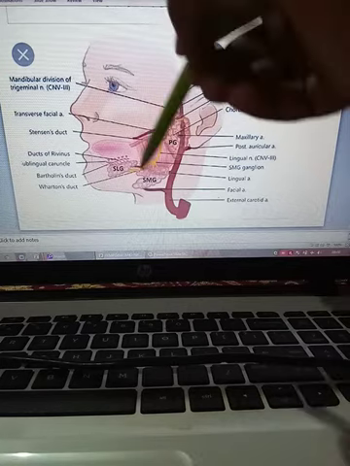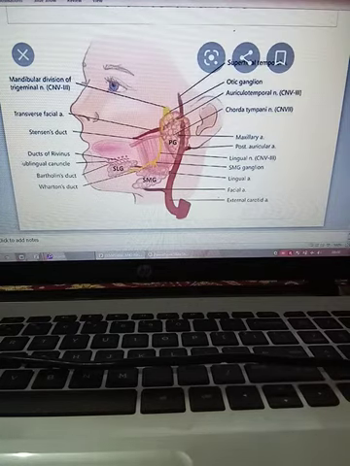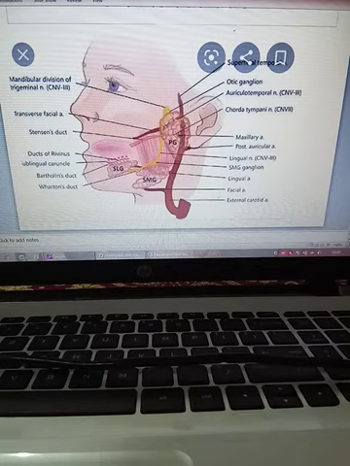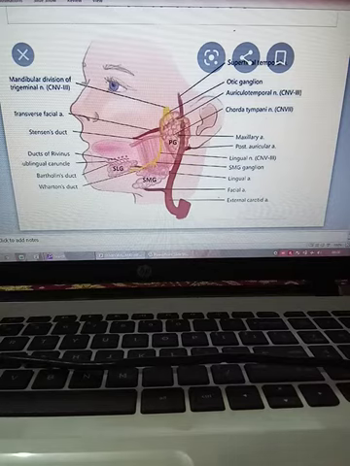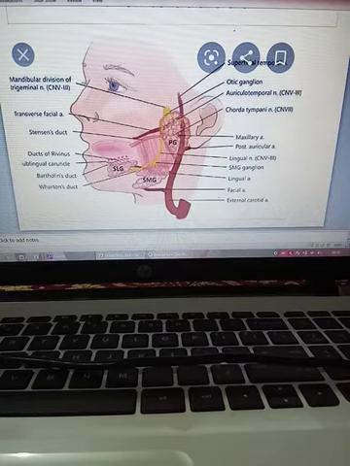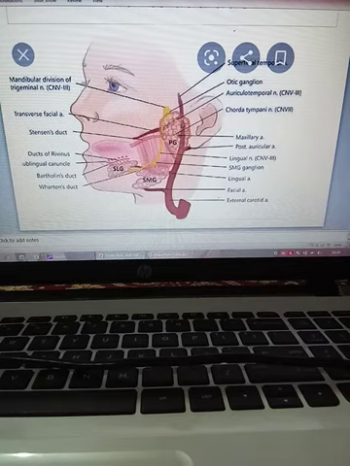What does this facial artery do? It just makes an S-shaped bend winding over the submandibular gland and supplies it. The venous drainage is by means of the facial vein, and lymphatic drainage is by means of the submandibular lymph nodes. Then nerve supply comes from the submandibular ganglion.